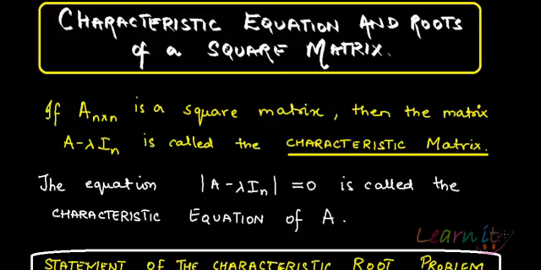Characteristic equation and roots of a square matrix. When you have a square matrix, so if A, n by n, is a square matrix, then the matrix A minus lambda I n, where we are subtracting the scalar matrix lambda I n, is called the characteristic matrix corresponding to A. And the equation determinant of A minus lambda I n equals 0 is called the characteristic equation of A.